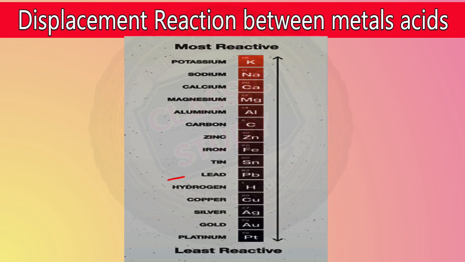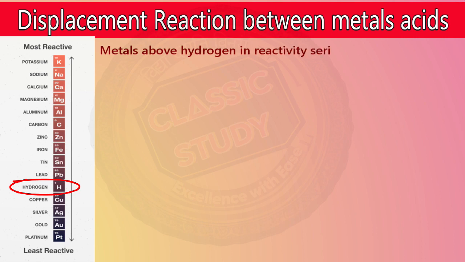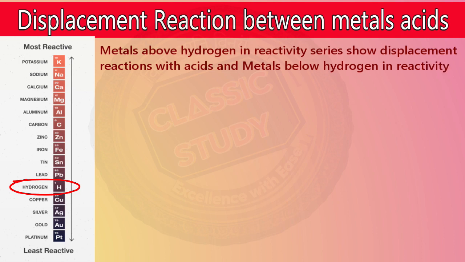If we see, there is hydrogen in this reactivity series. Although it is not a metal, since it behaves like metal by gaining one positive charge, losing one electron, that is why it is put in this reactivity series, and the presence of hydrogen is a demarcation of reactivity of metals with acids. Because when a metal reacts with acid, there is release of hydrogen ions. So the metals above in the reactivity series show displacement reactions with acids, and metals below hydrogen in the reactivity series do not show any displacement reaction with acid.